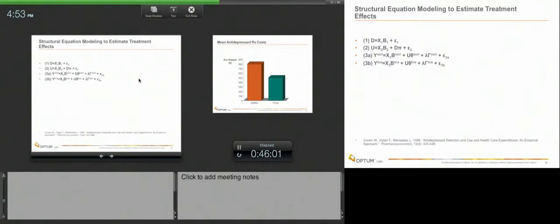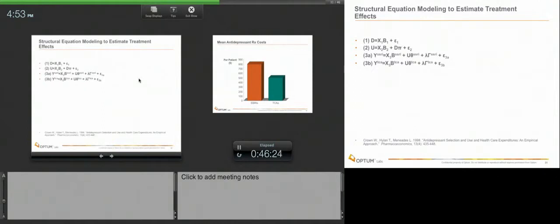And so we did, and we modeled that. The first equation is modeling the drug choice, so whether or not somebody got an antidepressant, tricyclic versus an SSRI. The second one was the drug use pattern. So how many days did they stay on the drug, with the drug as an explanatory variable now?